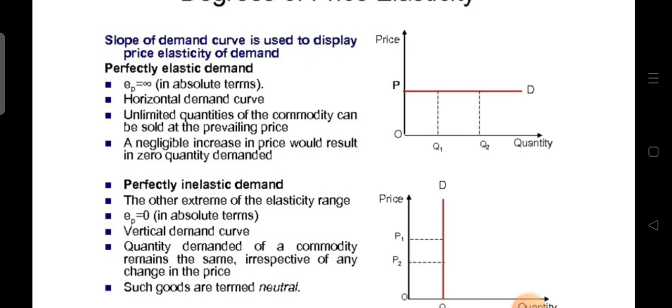In perfectly inelastic demand, E takes the value of 0, that is absolute 0. It can be explained this way: when there is an extreme percentage change in the price of the commodity, there is little, nothing, or as good as 0 percentage change in demand. That means for any change in price, when the price is P1, the demand is Q1. When the price is P2 also, the demand is Q1. So when there is an increase or decrease in price, the quantity demanded remains the same. That's why it is called perfectly inelastic demand.